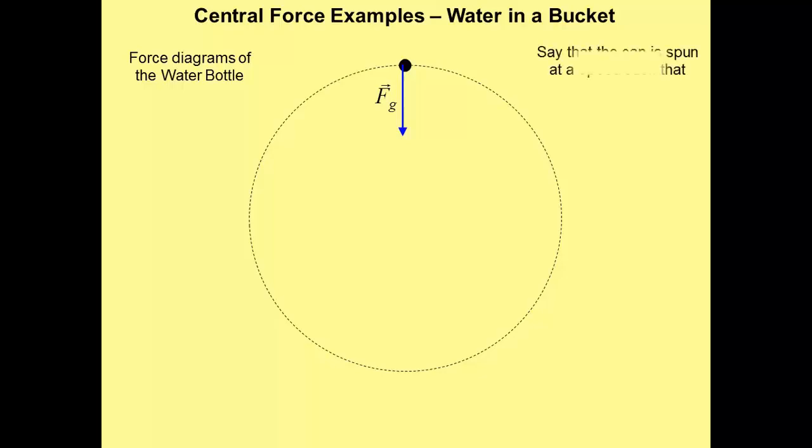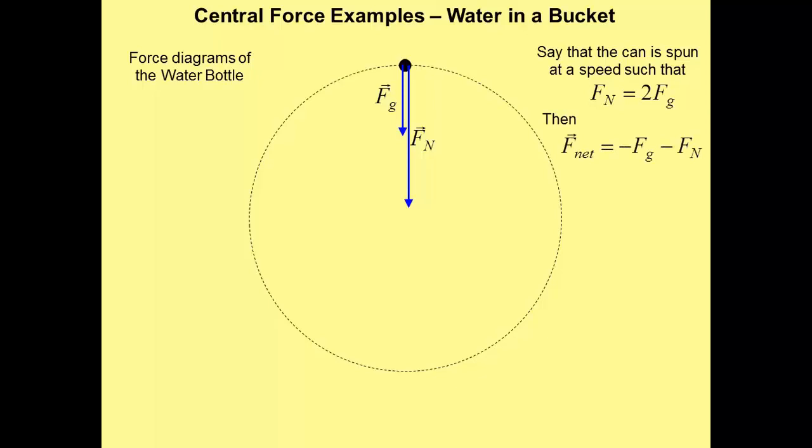So let's say that I spin it in a way such that the normal force happens to be twice as big as gravity. It could be smaller than gravity, it could be the same size as gravity, it could be way bigger than gravity. It really just depends on what speed I spin it at. So let's say I spin it so that the normal force, which is acting down, is twice as large as gravity. Then the net force acting on the water bottle is, of course, the vector sum of those two forces.